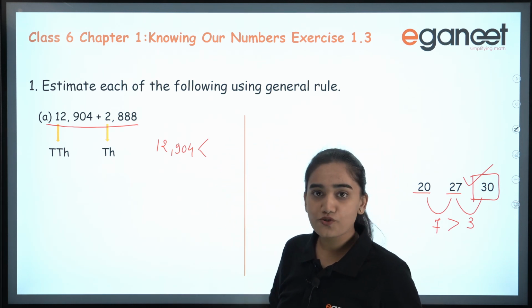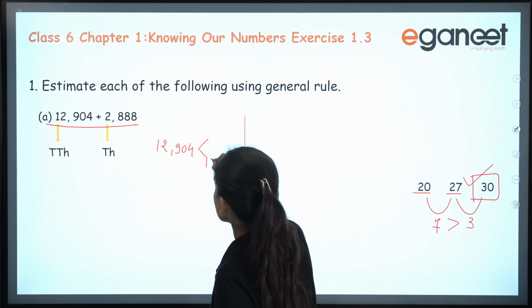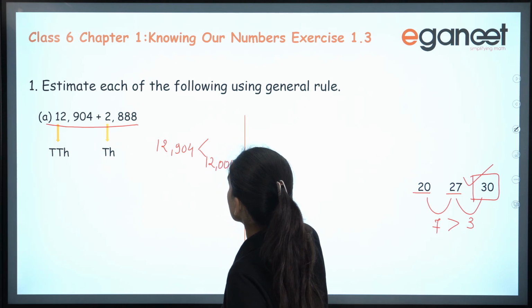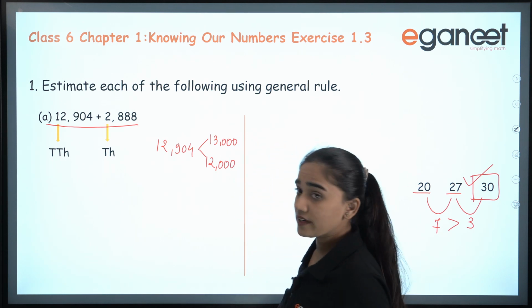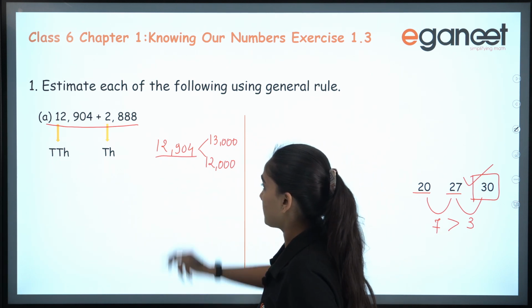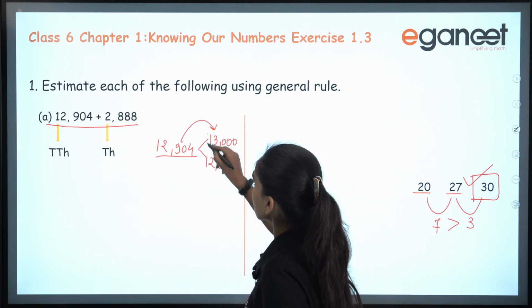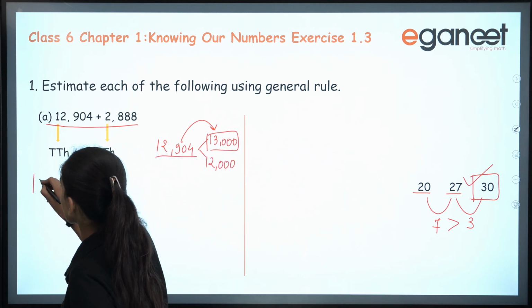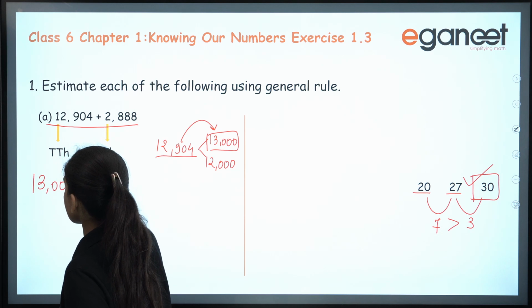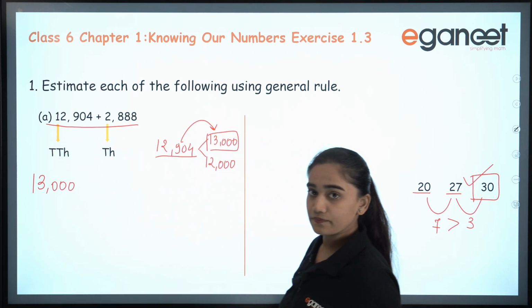Which are the two options? Correct? 12,000 and the other one is 13,000. Now which one is nearer to the given number? Clearly 13,000 is nearer to the given number. So the best approximation for the given number is 13,000.